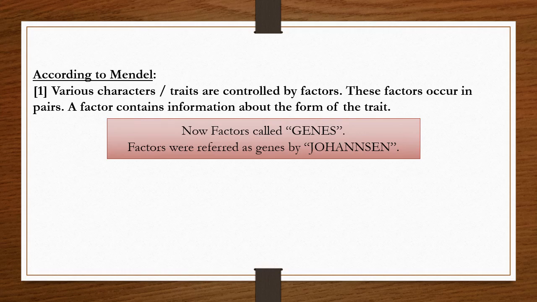Nowadays, the factors are called genes. The factors were referred to as genes by Johansson. The gene term is given by Johansson. Not only gene, he also gave the terms phenotype as well as genotype. The factors may be similar or dissimilar.